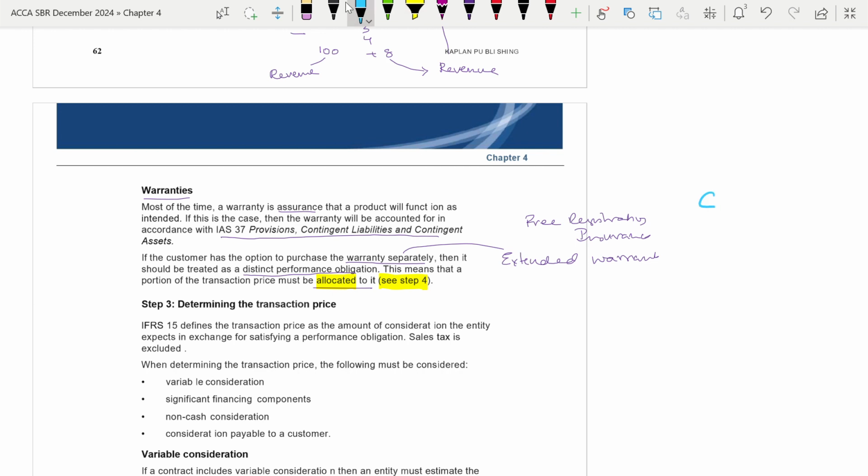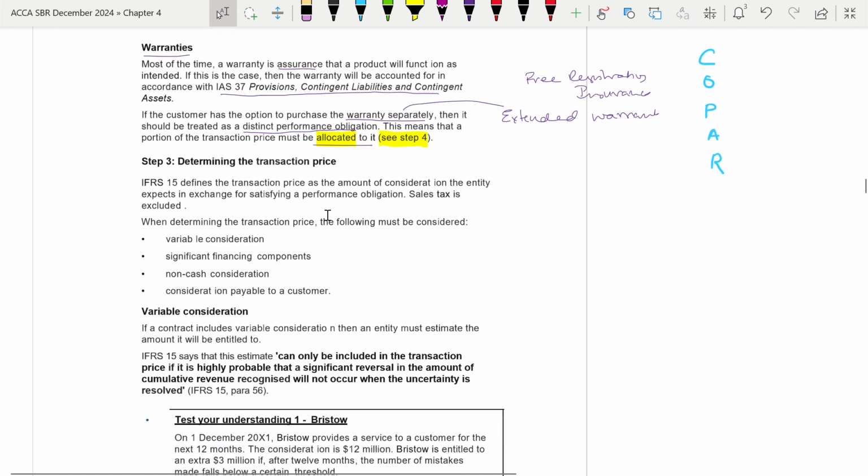You have five steps, okay? You have contract, obligation, price, allocation, and recognition. Okay? Step two is with respect to the performance obligation. Are you clear about this? Yeah. Fine. Next.